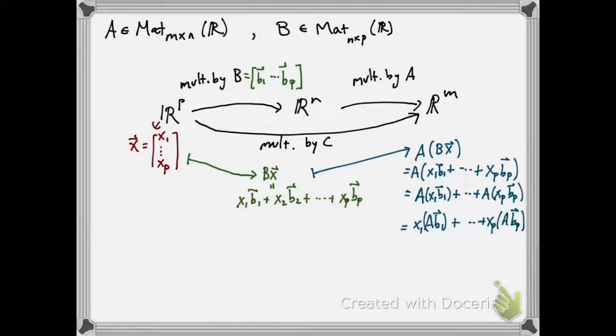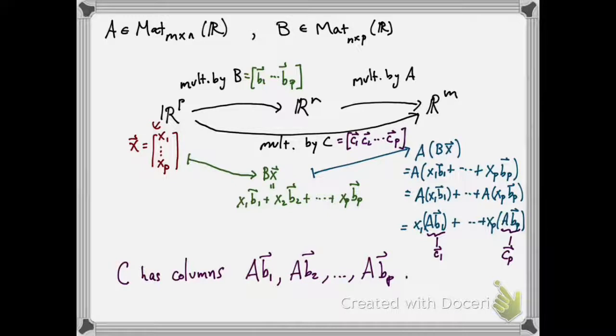which, if I just regroup things a little bit, is going to be x1 times A times the first column of B plus x2 times A times the second column of B, all the way down to xp times A times the pth column of B. Which means if I think about the columns of C as C1 up to Cp, C1 is A times B1, C2 is A times B2, and so on down to Cp is A times Bp. In other words, C has columns AB1, AB2, all the way out to ABp.